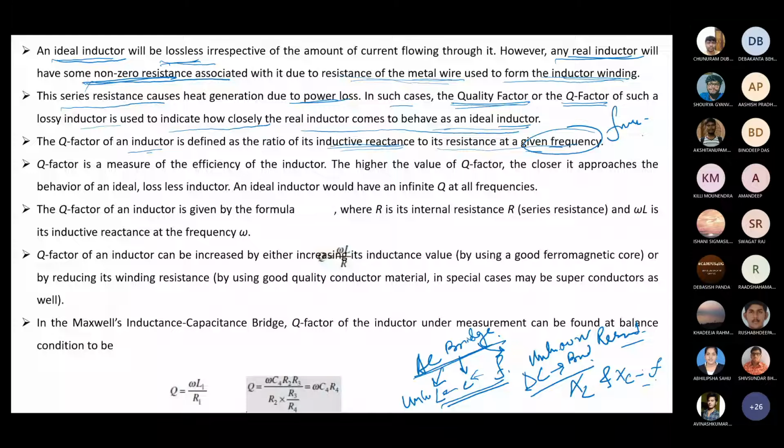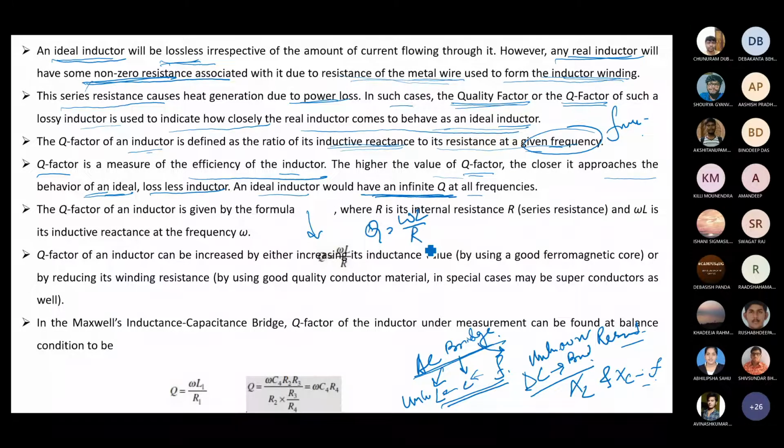Q factor is a measure of the efficiency of an inductor. The higher the value of Q factor, the closer it approaches the behavior of an ideal lossless inductor. An ideal inductor would have an infinite Q at all frequencies, but practically it is not possible. Q equals omega L by R. So Q factor is written as omega L by R.